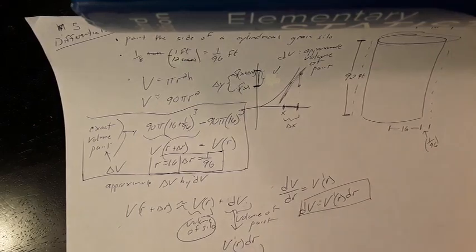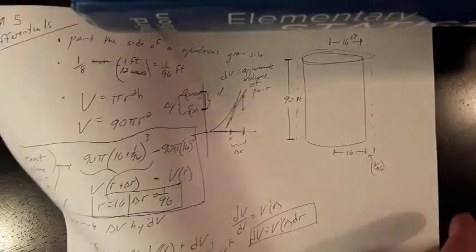It's really just that. Now we might as well find V of r also and talk about this in a moment. So this is the volume of the silo. This is the volume of the paint, the approximate volume of the paint.